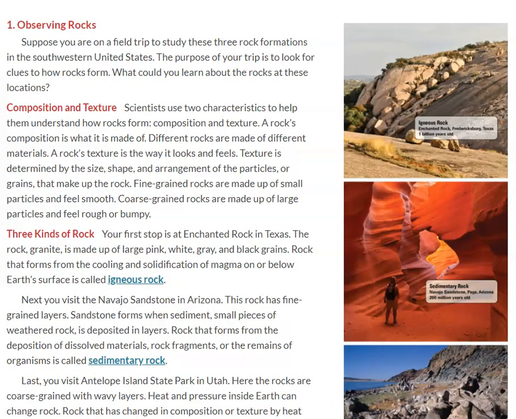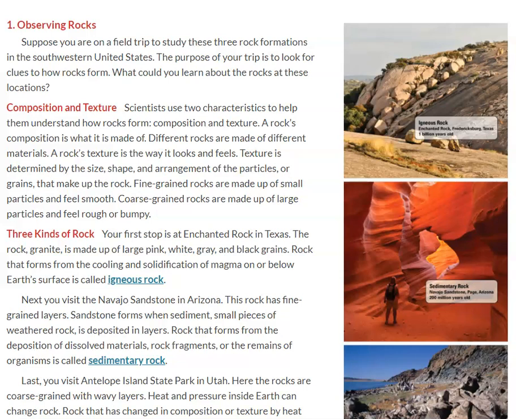Page 58, Section 1, Observing Rocks. Suppose you're on a field trip to study these three rock formations in the southwestern United States. Southwestern United States would be states like New Mexico and Arizona and maybe parts of California. The purpose of your trip is to look for clues to how rocks form. What could you learn about the rocks at these locations? Well, you could learn about their composition and texture.